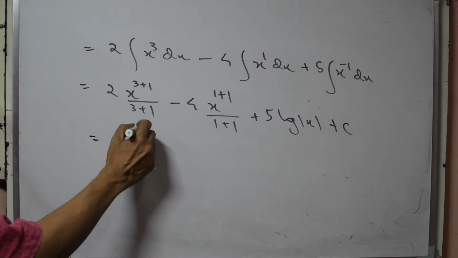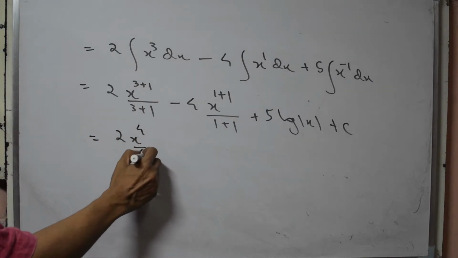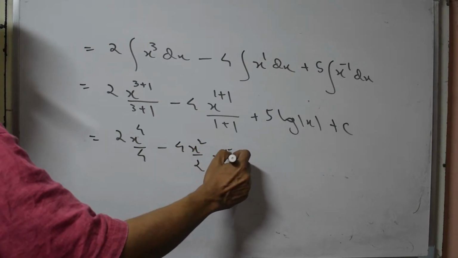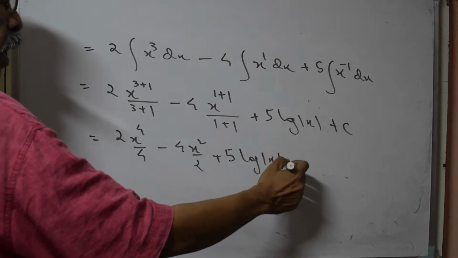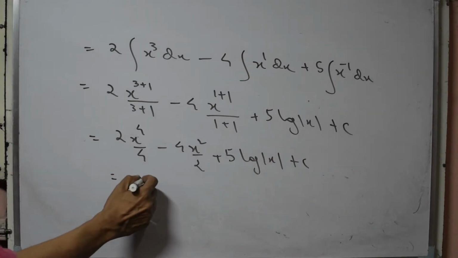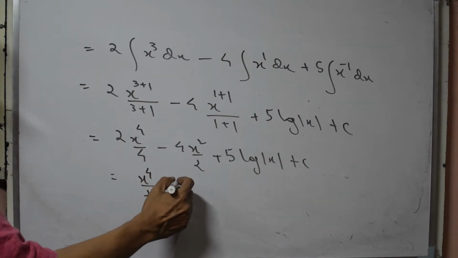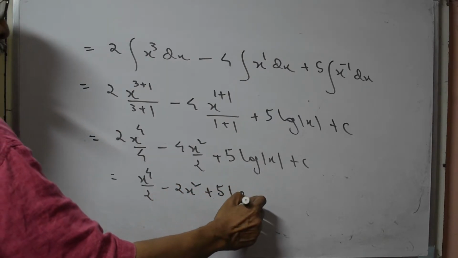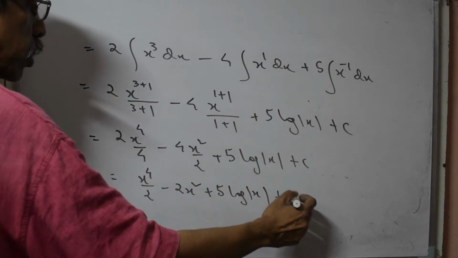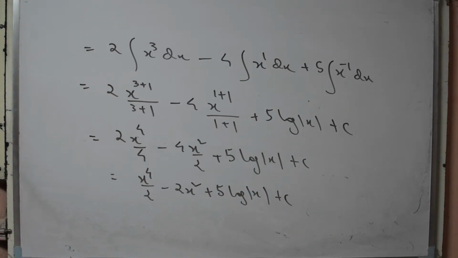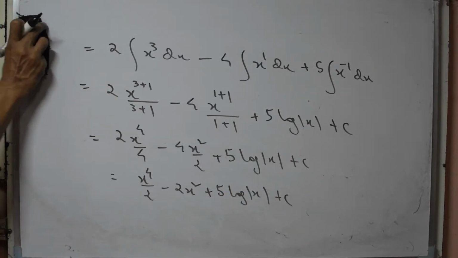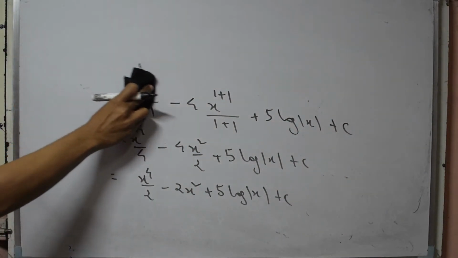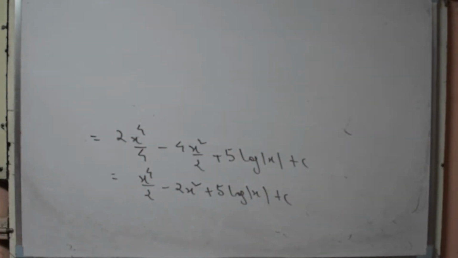So c should be added at the end. So our answer will be x to the power 4 by 4 minus 4x square by 2 plus 5 log x plus c. So our answer is x to the power 4 by 2 minus 2x square plus 5 log mod x, and the constant. This is the answer to the question. So similarly we can take another example. This example is a simple problem of power of x to the power n.